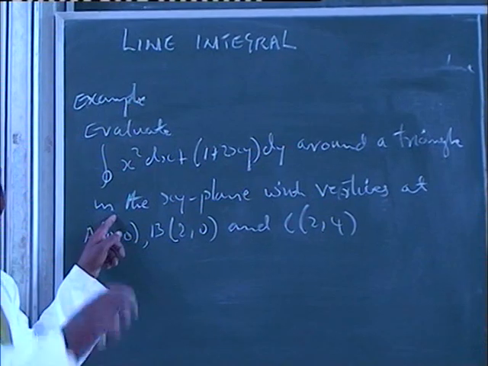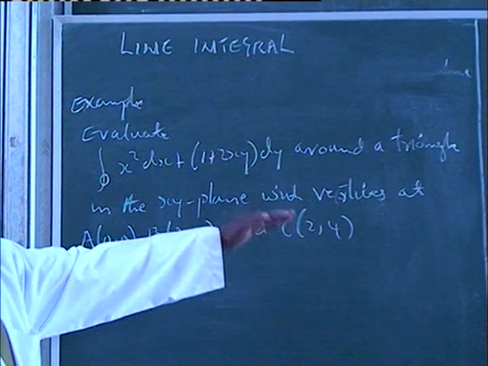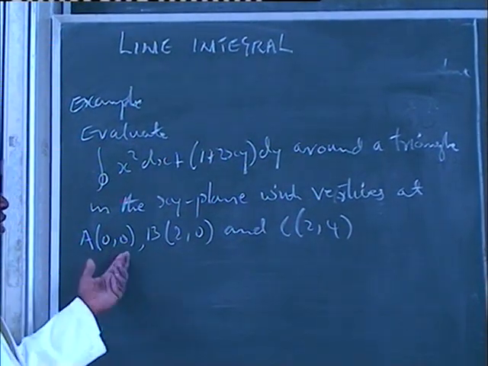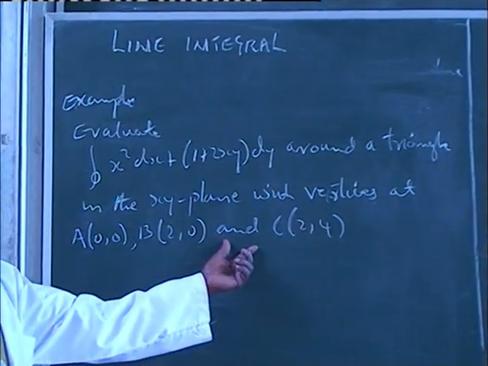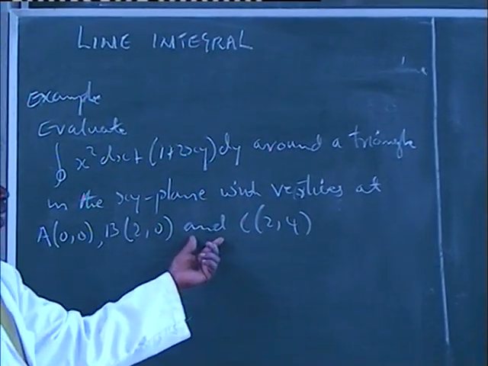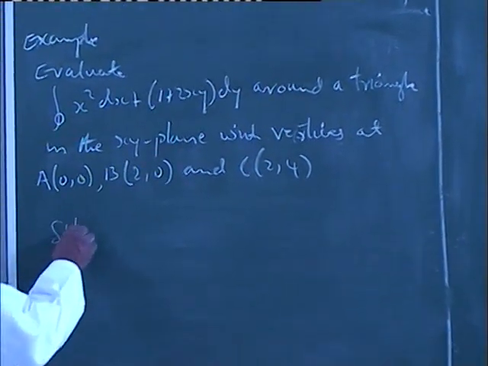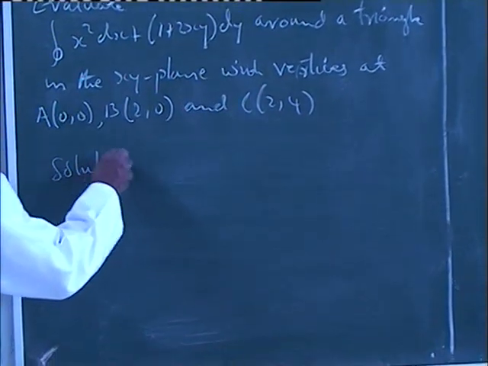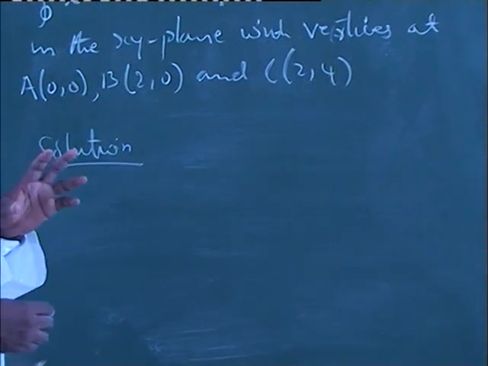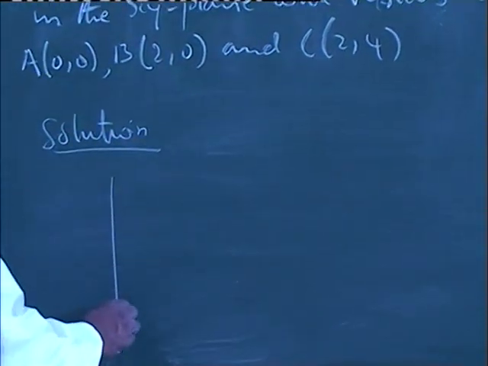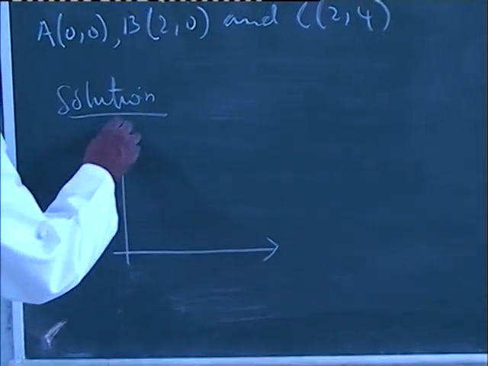So the figure that we are integrating is the triangle in the xy plane with vertices at A, that is the origin, then B is 2 and 0, and then we have C, which is 2 and 4. You see, this has a similar approach to the other one, but for us to understand it well, I like to show it with a diagram.